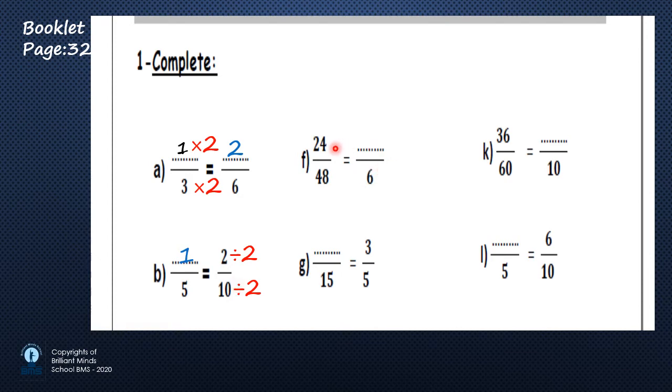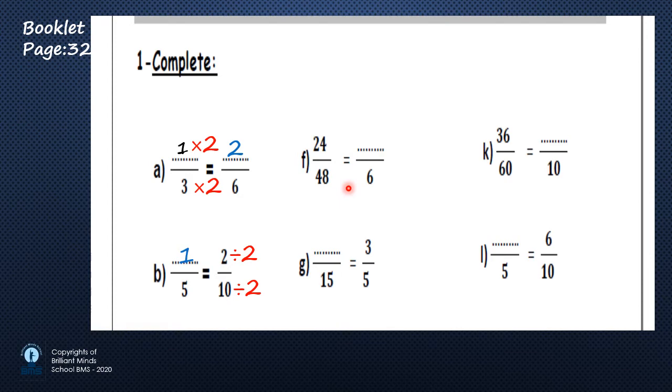Number F. 24 over 48 equals space over 6. The completed fraction, first or second? First. Use n or use d? Use d. Okay. I'm moving from 48 to 6.